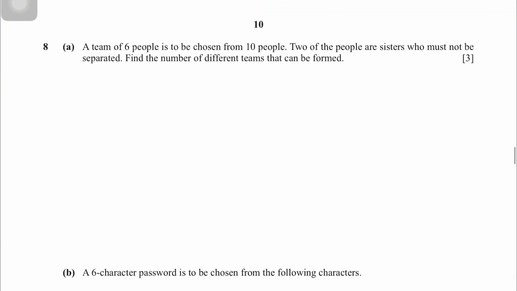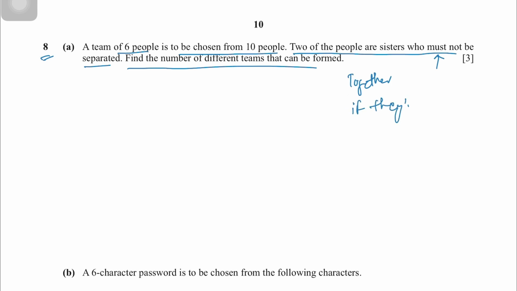Now moving on, we have our question 8, permutation and combination. So this is basically a team of 6 people is to be chosen from 10 people. 2 of the people are sisters who must not be separated. Find the number of different ways that can be found. So they must not be separated. This means they need to be together, but they can be in the team. We have to identify if they are in the team or out of the team, right? Because these are the only 2 ways they cannot be separated.